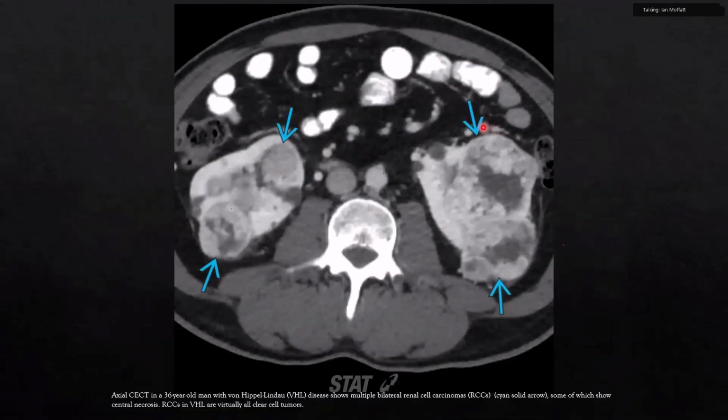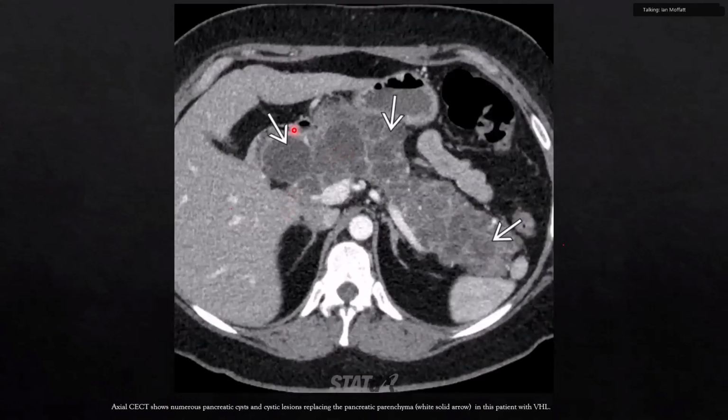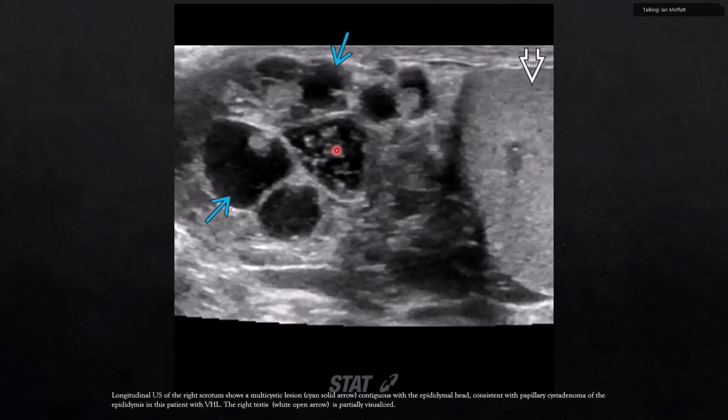More typical appearance of the clear cell renal cell carcinomas, so avidly enhancing areas of peripheral enhancement, central necrosis, and bilateral lesions as well. Not uncommon in VHL patients. Again, multiple pancreatic cysts and serous cystadenoma, and always look for any avidly enhancing lesions which could indicate neuroendocrine tumors or islet cell tumors. And this is our typical sonographic appearance of a cystadenoma of the epididymis, somewhat complex lesion within the epididymal head, multiple cystic spaces.